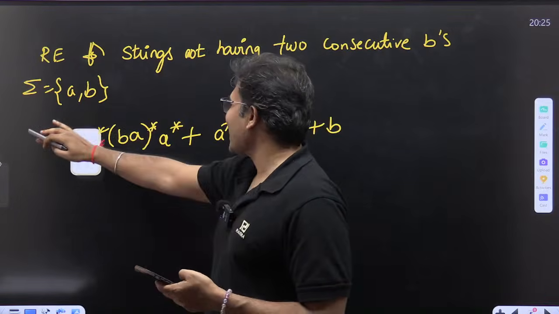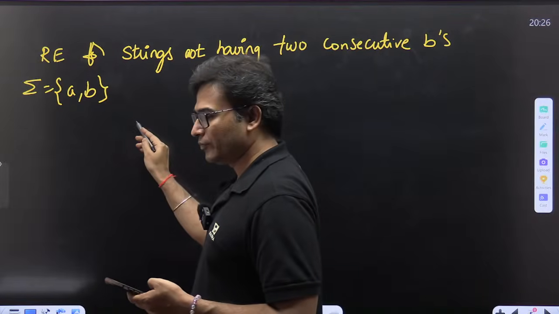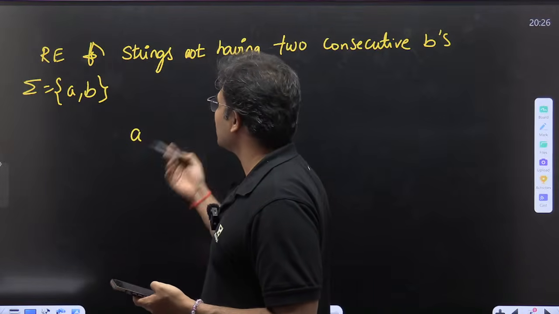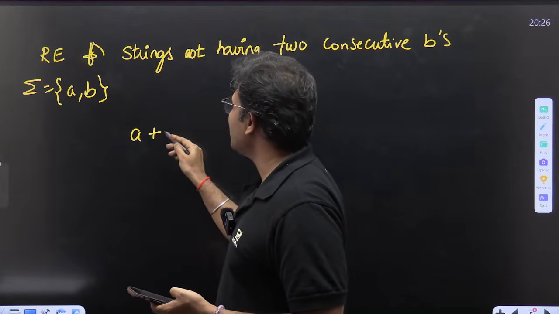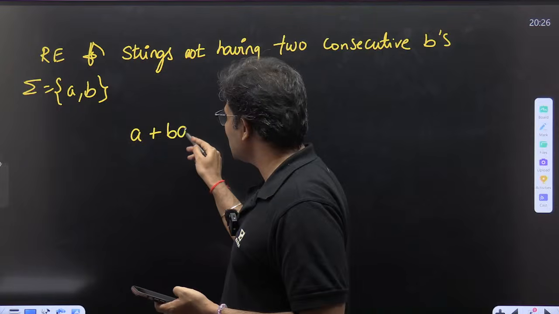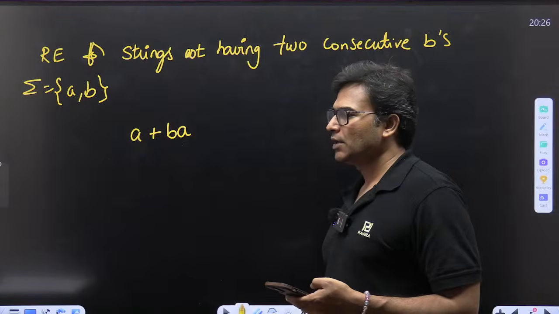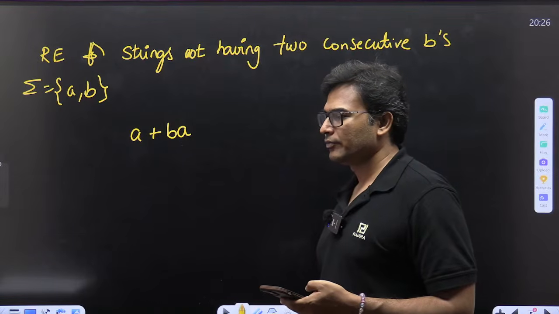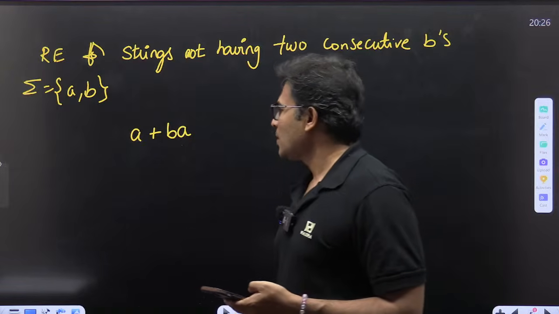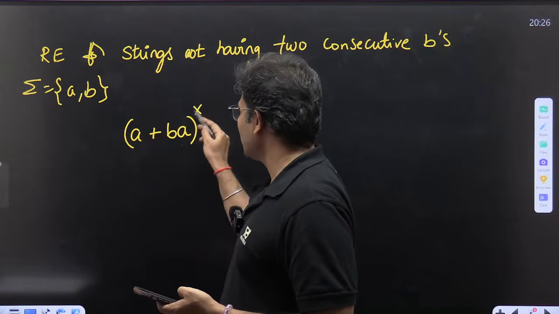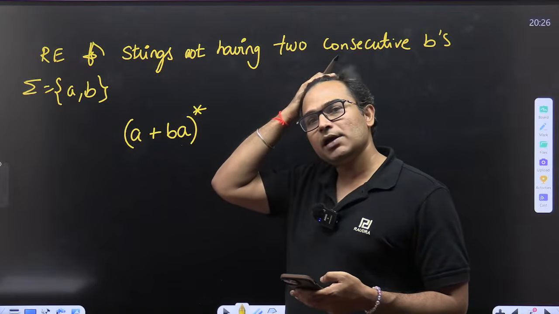So this comes with practice. See, simple. A's can be any number. There is no restriction on A's. But B's should never be followed by a B. So whenever B is coming, attach an A to it. Now, these are the building blocks. You can use them any number of times, any number of A's or any number of B followed by A's.